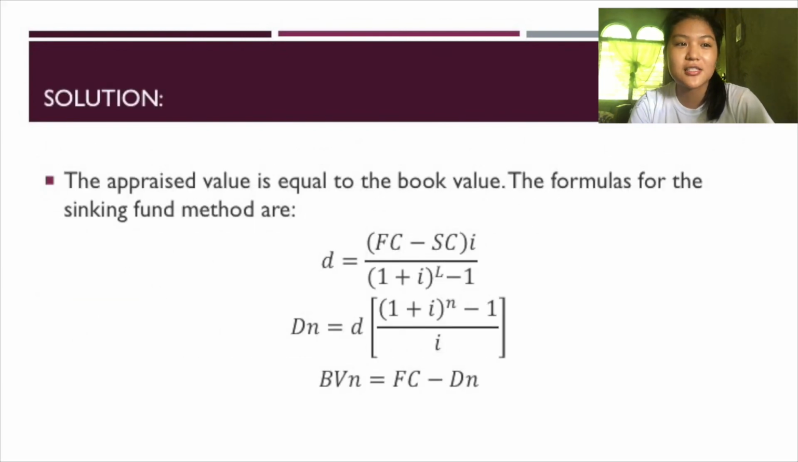So there are formulas for the sinking fund method. First is that D is equal to FC minus SV times I, which is the interest rate, over 1 plus I to the power of L, or the economic life, minus 1. The second formula is that D sub n is equal to D times 1 plus I to the power of n minus 1 over I. And the last formula is that BV sub n is equal to FC minus D sub n.